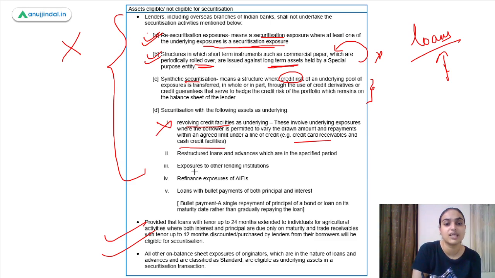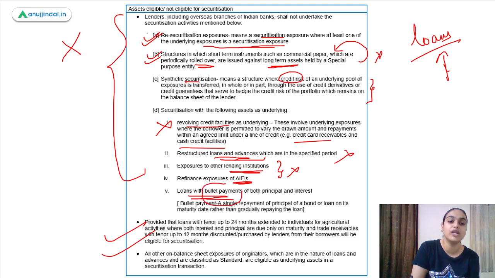Then if you have given some loans to other lending institutions, to all India financial institutions, then you cannot securitize them. If you have restructured some loans or advances, they cannot be securitized. Then loans with bullet payments cannot be securitized. Ye bullet payments kya cheez hai? Bullet payment hota hai ki jab aap ek hi baari mein maturity ke time pe lump sum payment karte ho, over time gradually aap apna loan nahi repay kar rahe ho, ek hi saath maturity date pe repay karte ho. So bullet payment is when you make a single repayment of your loan at the time of maturity rather than paying off your loan gradually.